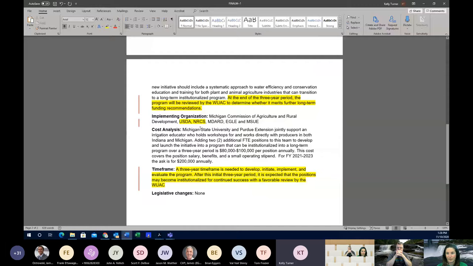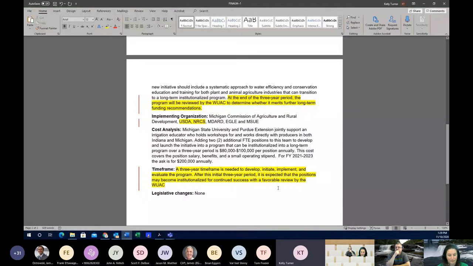Again, we made changes here, just adding USDA and NRCS. And then our time frame, we tightened up a bit too. So we continue this as a three-year time frame because it's needed to develop, initiate, implement, and evaluate the program. But after those first three years, those positions may become institutionalized if the WUEC is favorable with the review that it conducts. So those were the changes that we made there.